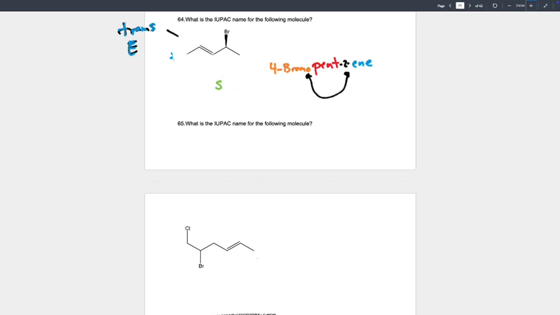The second carbon, is that what determines the direction you're going? It's not the second carbon. Oh, yeah, it's the fourth carbon. So I should be saying 4S. At position 4, it has an S chirality.